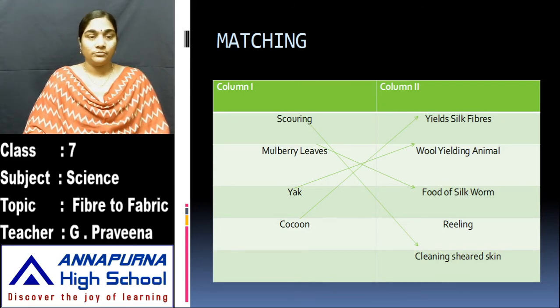Then cocoon. What do we get out of the cocoon? What is the fiber that we extract from the cocoon? So we yield silk fiber. The silkworms, or the silk moth, start developing a fiber-like structure around the body, which is known as cocoon, and by the process of stifling we separate the silk fibers from the cocoon.